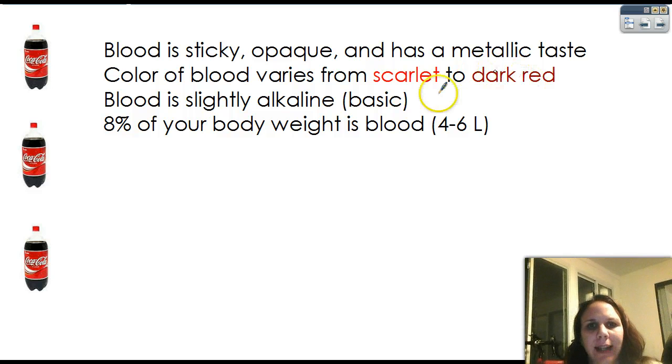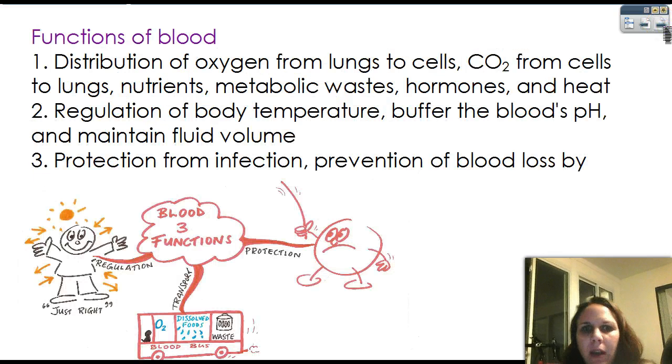The blood is slightly alkaline, or slightly basic. It's like, I'm going to get it wrong, 7.15 or something like that. So we're just talking slightly. And then about 8% of your body weight is blood. So if you take your weight and multiply by 0.08, that'll tell you how much of your poundage you can blame on blood. We usually have anywhere between 4 to 6 liters. Average is 5.5. And so here's 3 liters of soda on the side for you to get an idea, a visual, about how much blood you have.